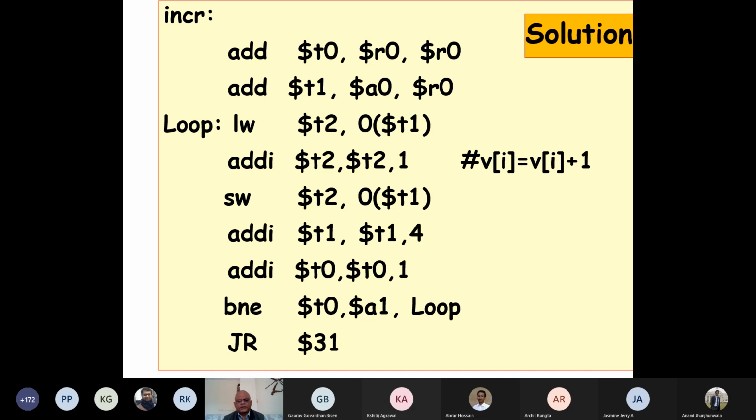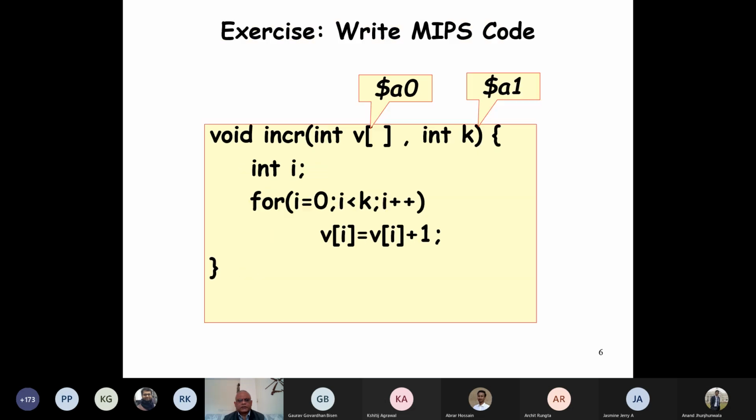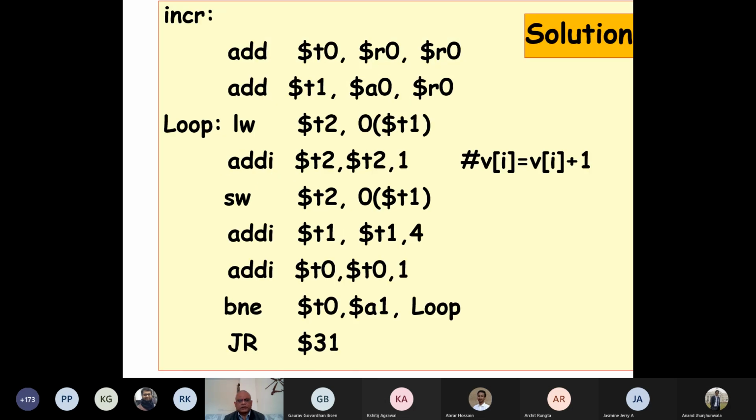Jump return based on the 31 register. Jump and return. And here we have no value to return to the calling procedure. That's how we had written the program. The C program wanted us to return no value. Just check here that it was a void here. And therefore, we did not copy anything to the V0, V1 registers. We just returned.